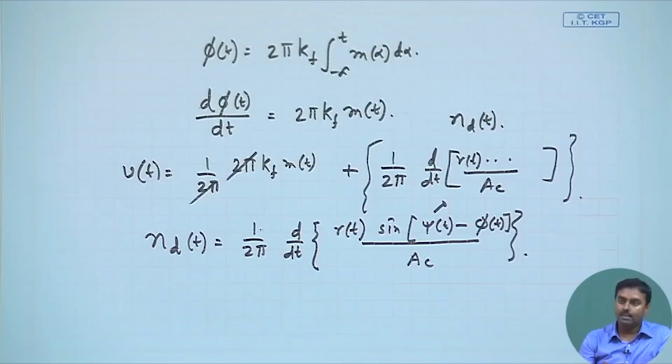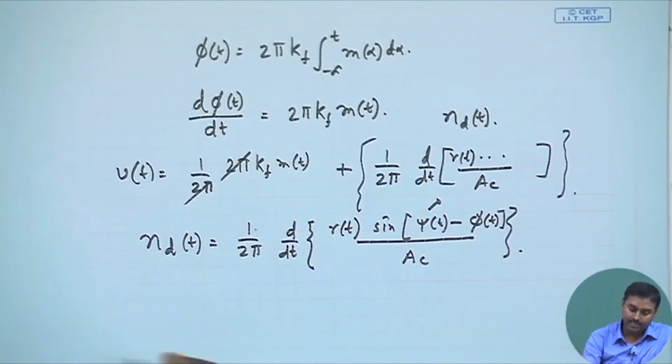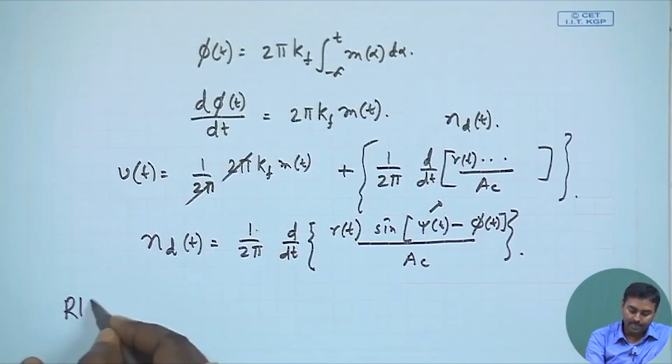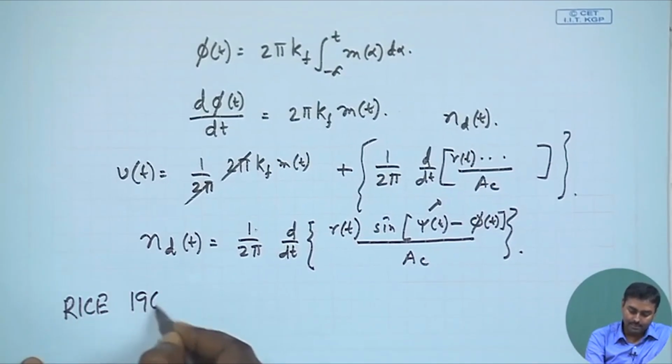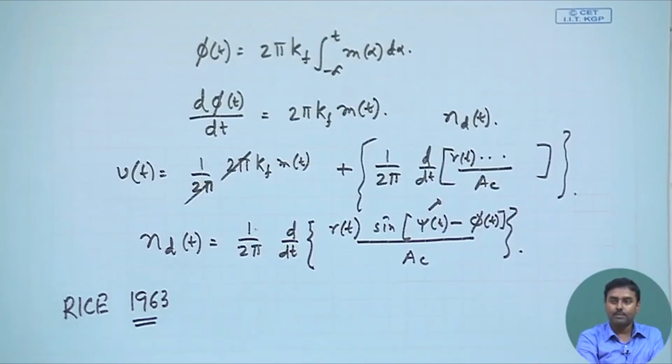Now, again we will talk about something which we will not prove because of time constraint. That derivation came from a famous paper written by Rice in 1963. If you are interested, go to that paper, it is a very famous paper for FM noise analysis. So, what he could prove is that this particular noise is independent of the message signal. Okay.